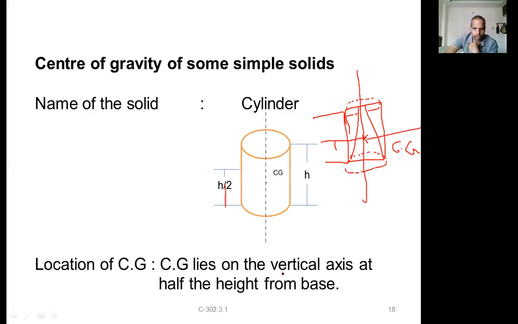CG lies on the vertical axis at half the height. Basically, in this case, the cylinder has a uniform diameter throughout. It lies on the vertical axis, and because of the uniform size, it lies at a distance of h by 2 from the base, or h by 2 from the top. So that is how you can locate the center of gravity.